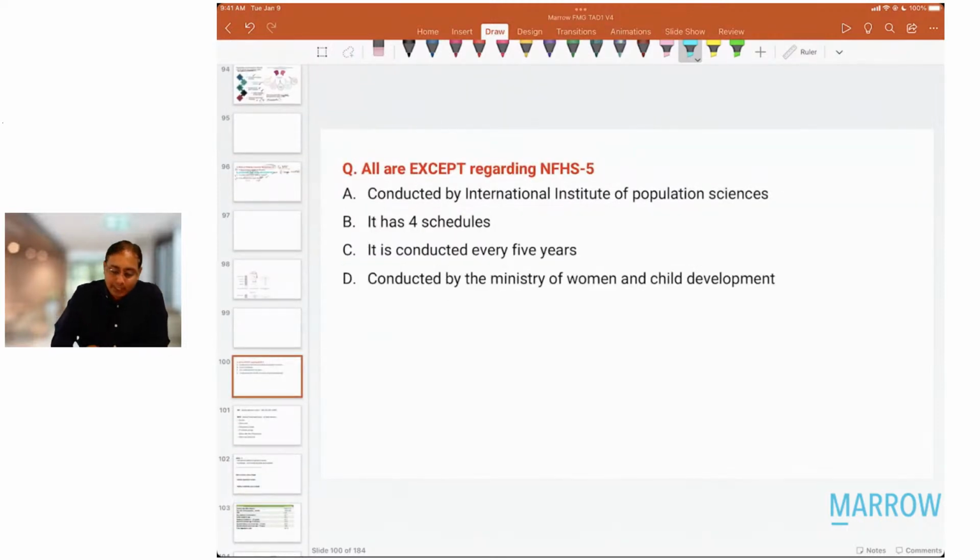So this is again a 5-star MCQ topic, NFHS 5. Very recently, those students who have already read it in 2019-20 must be knowing the answer for this. But those students who have not read about NFHS 5, make sure you read about NFHS 5. All are correct, except which of the following for NFHS 5? What do you think?